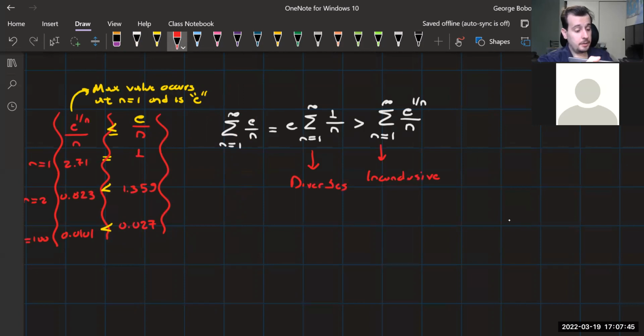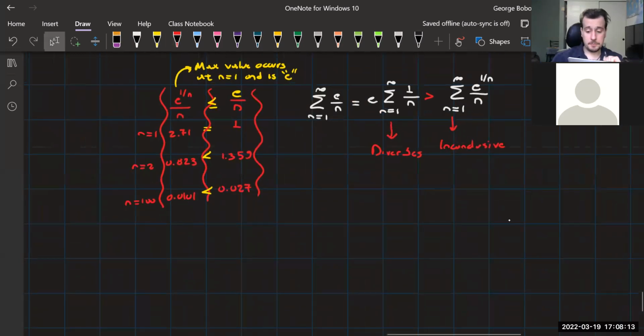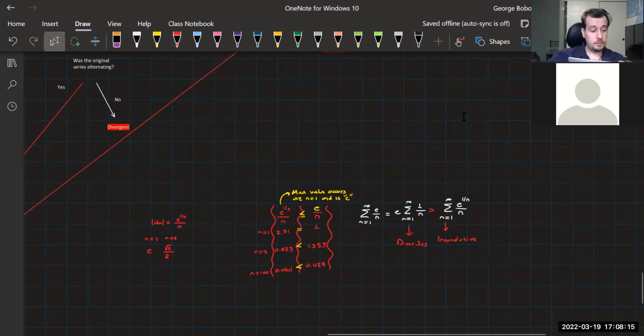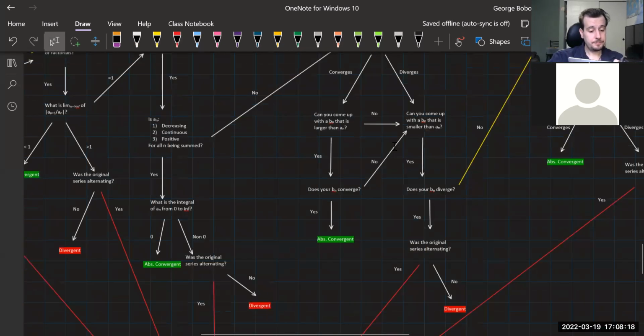Let me explain why again. This series is larger than this one, and we proved that it diverges. That tells us nothing right now. If it was the other way around, then this would diverge as well. But we just proved that something bigger than us diverges, and that doesn't mean much. If we prove that something smaller than us diverges, then that would mean something. So this was inconclusive. However, look at the flow chart again.